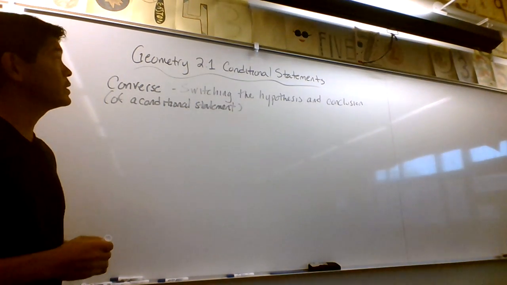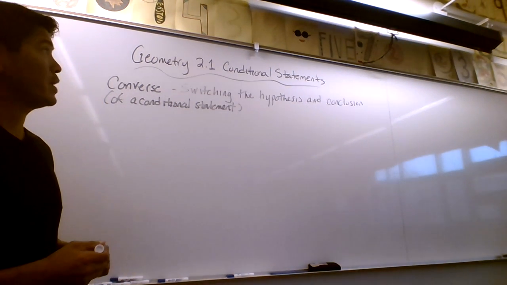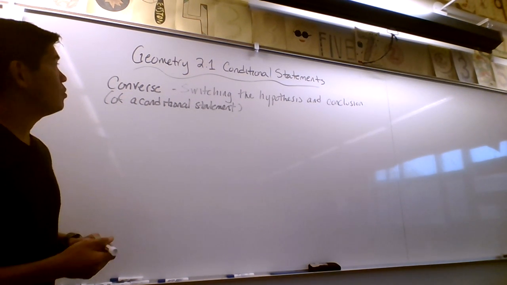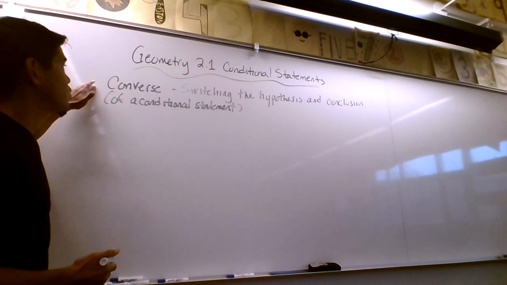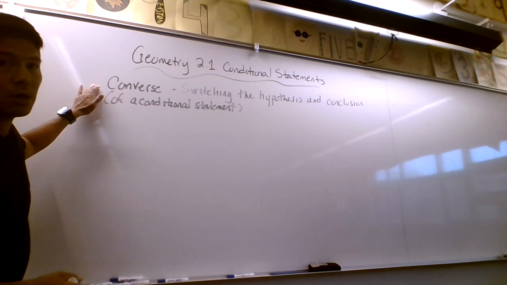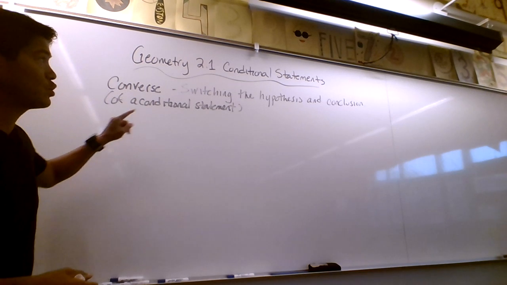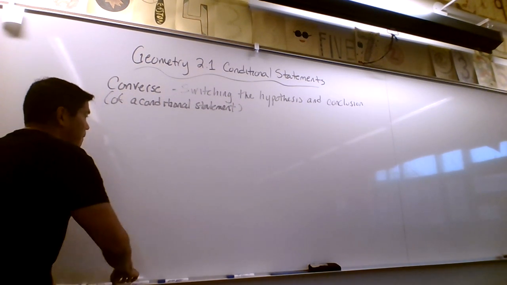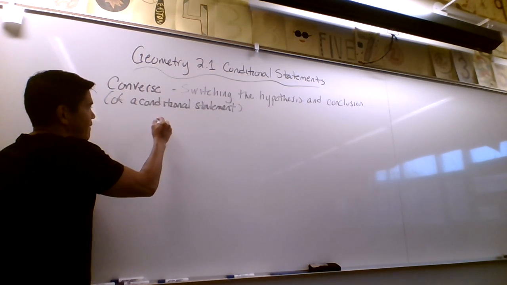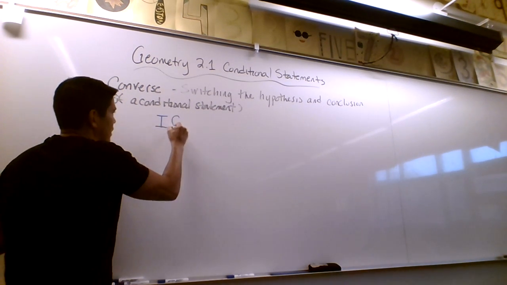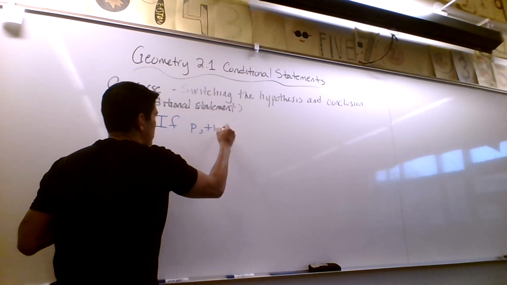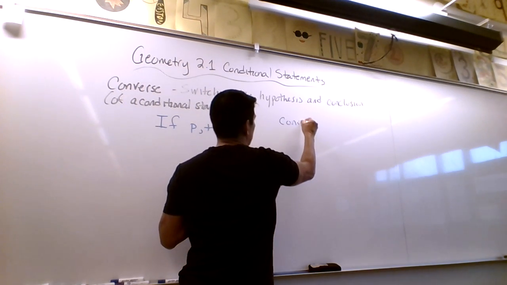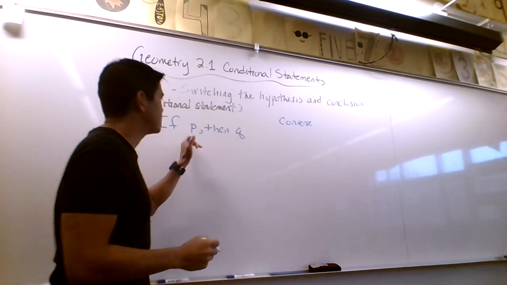With conditional statements, you could write related conditional statements or variations of conditional statements. One related conditional statement is what's known as the converse. The converse of a conditional statement is just switching the hypothesis and conclusion of a conditional statement. In general, in words, if we have the conditional statement, if P, then Q, then the converse of that statement is just switching the hypothesis and conclusion.